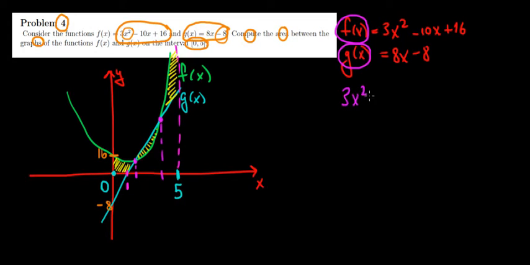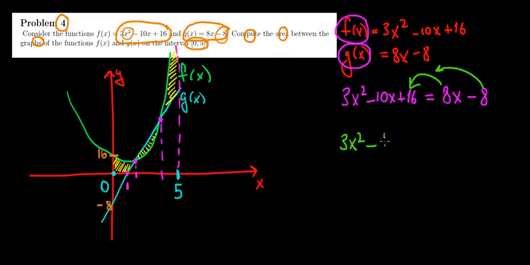Let's make that. What's f of x? That's 3x squared minus 10x plus 16. And what's g of x? 8x minus 8. Let's take everything to one side to solve it. So we take 8x over there, we take minus 8 over there as well. So we will have 3x squared minus 10x minus 8x from the other side. It's minus 18x plus 16 plus 8 from the other side is plus 24 equals 0.